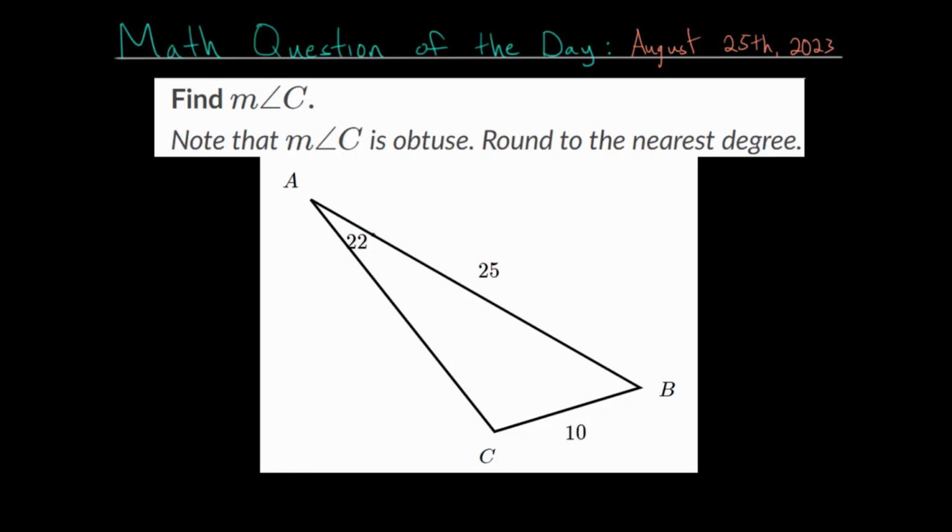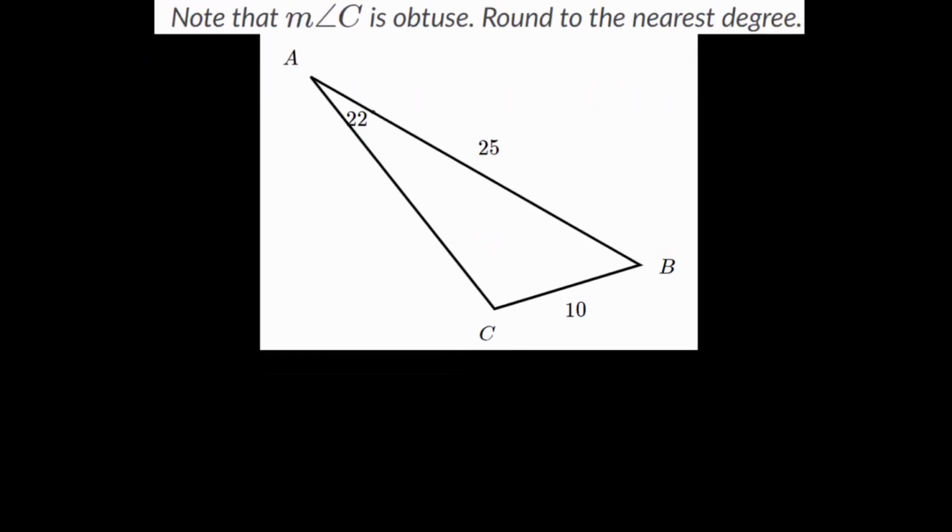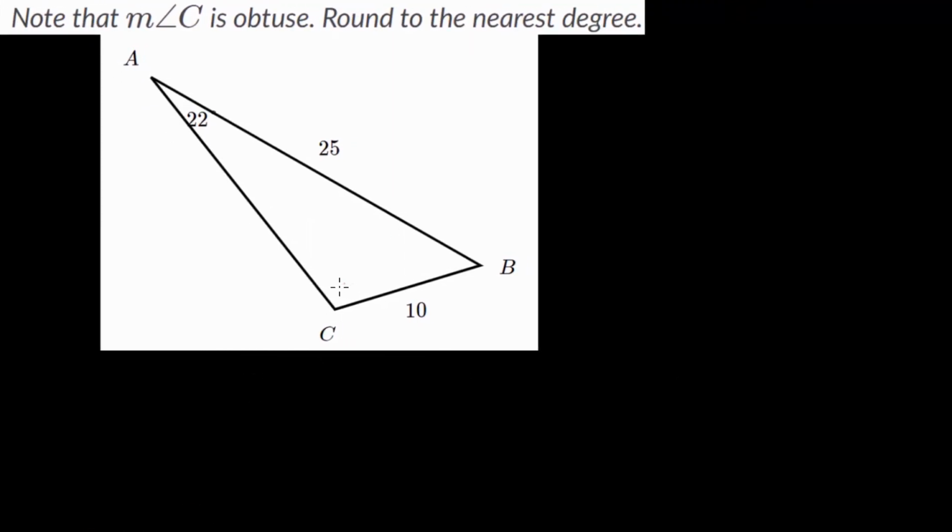Now, assuming that you have attempted the problem, let's start going through this. And we need to find this angle C. And we don't have a right triangle, so we can't use right triangle trigonometry, but we can use the law of sines, since we know an angle and two different side lengths.